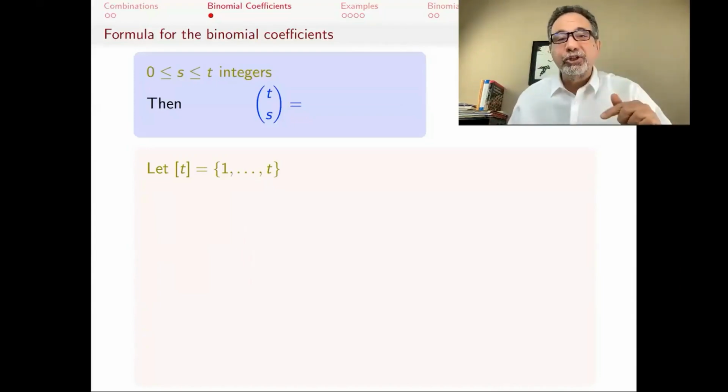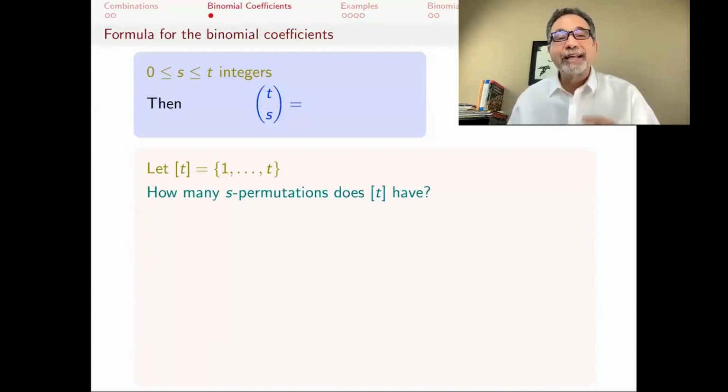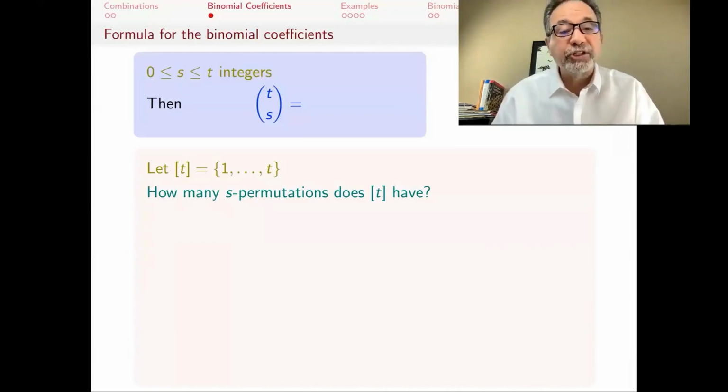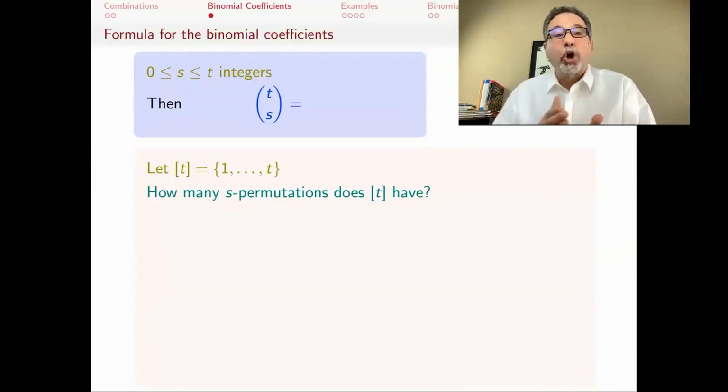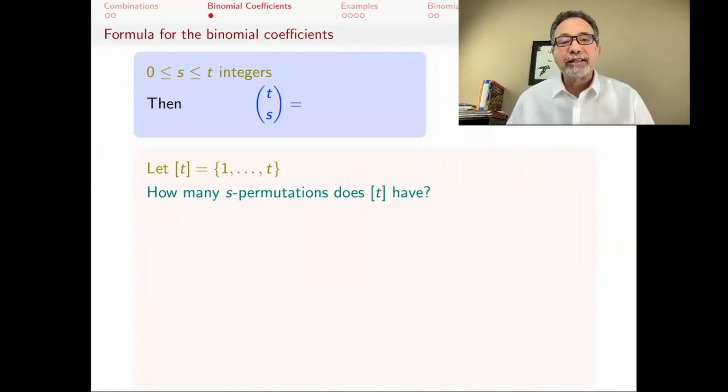But I'm going to take a detour. I'm not going to count that. I'm going to ask how many S permutations does bracket T have? Now, what's an S permutation? That was a subject of a previous video. It's an ordered list of S elements. I want S elements just like when I want to find an S subset, but this time I also want to order them. The answer is not that complicated.